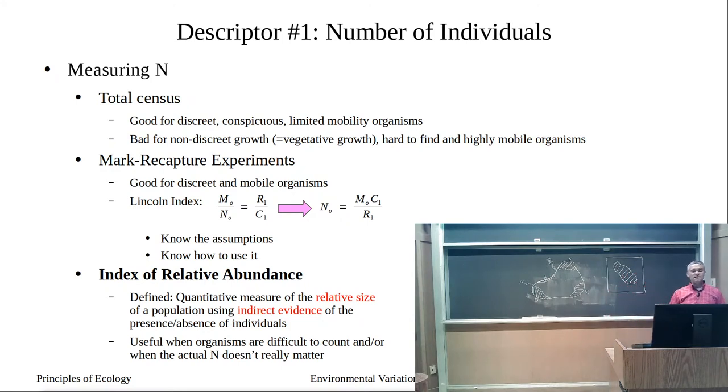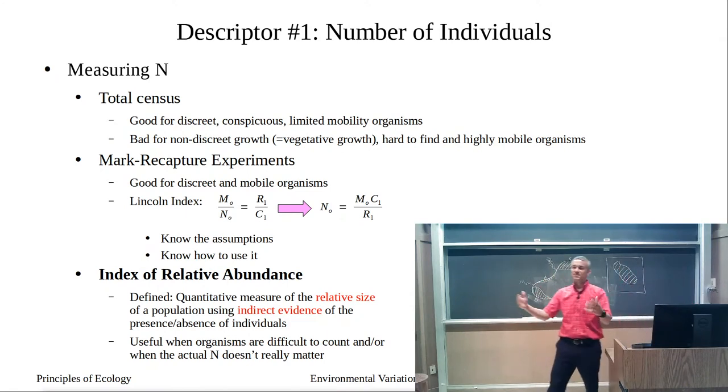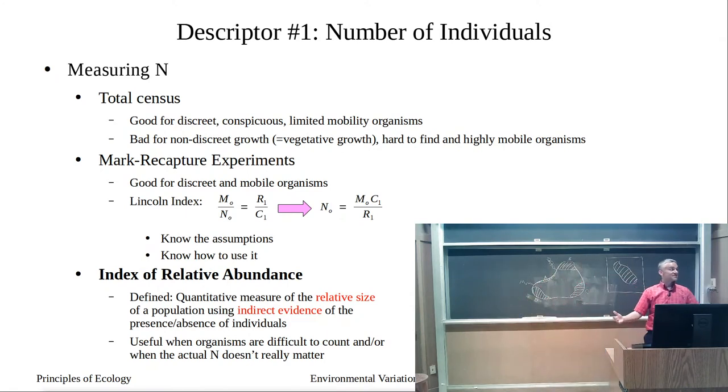Now, what type of evidence are we looking for? Give me an example of the evidence. We're going to go out and try to get an index of relative abundance of an organism that's very hard to find, very hard to catch. What kind of evidence are we looking for? Poop, scat. Yeah, definitely, scat. Go out there and look for that. The more you see, the more individuals that are probably there.